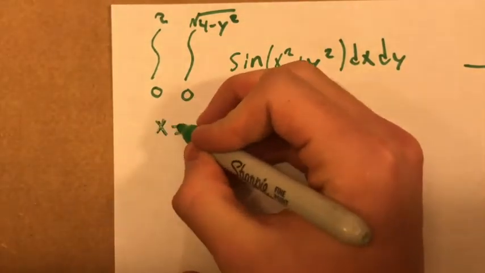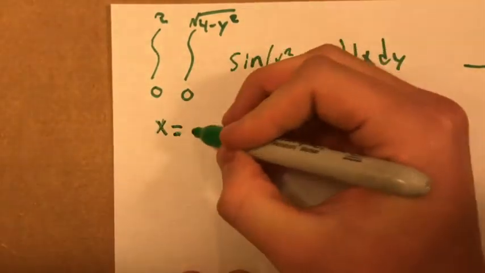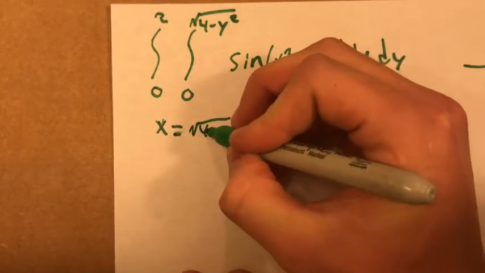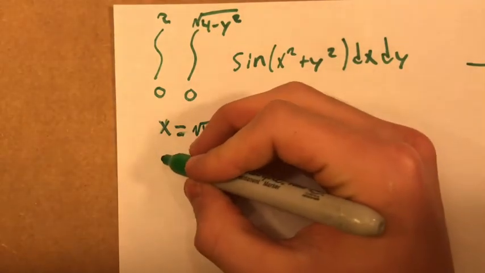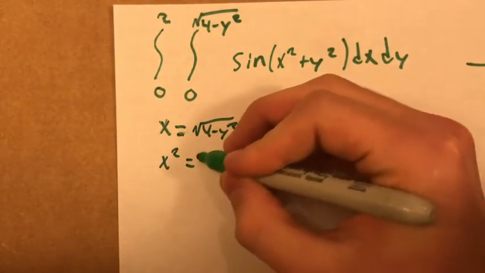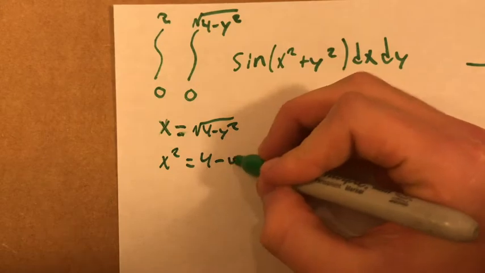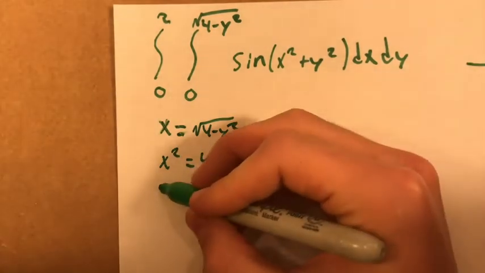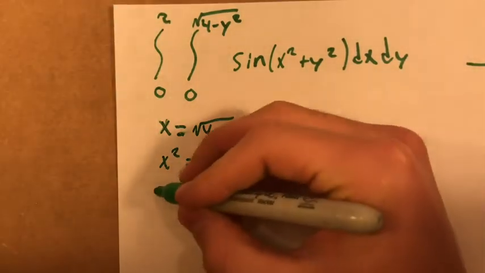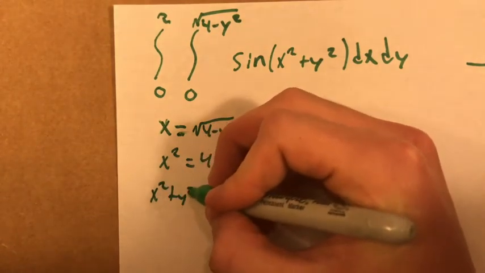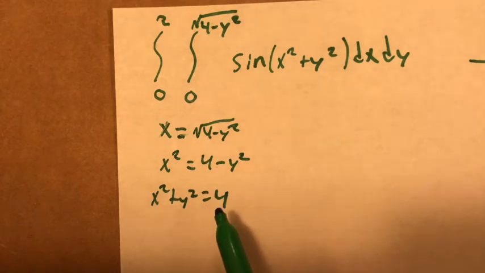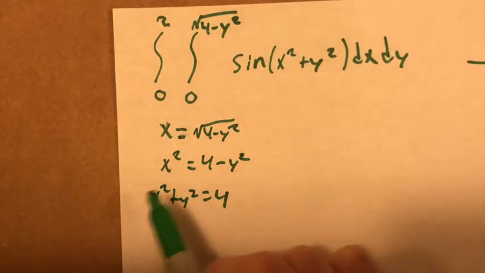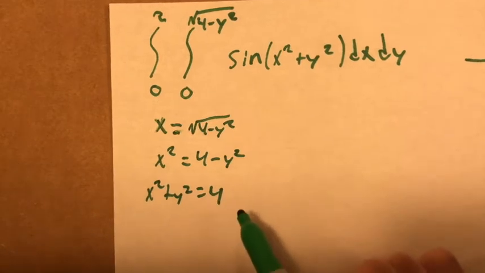If we put x equal to its upper bound, square root of 4 minus y squared, and solve, x squared equals 4 minus y squared. And if we move y over to this side, x squared plus y squared equals 4. This is the equation of a circle with a radius of 2, because if we take the square root of all of this, 4 is going to turn into 2.